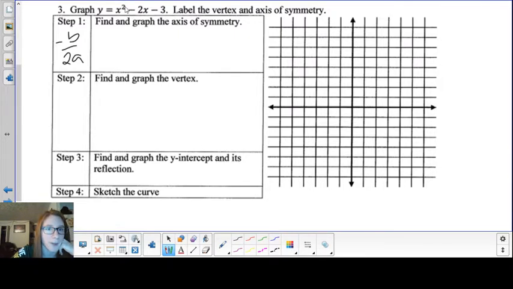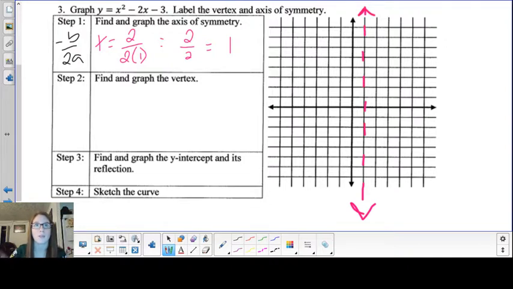So, negative b over 2a. I have my a is 1, my b is negative 2, and my c is negative 3. So this is negative b, and my b is already negative, so it's going to be the opposite sign. So I have x equals 2 over 2 times 1. 2 times 1 on the bottom is 2. 2 divided by 2 is 1. So my axis of symmetry is not going to be at the y-axis anymore. It's going to be at the line x equals 1. So that's the up and down line where x is always 1. Bam. First step, done.